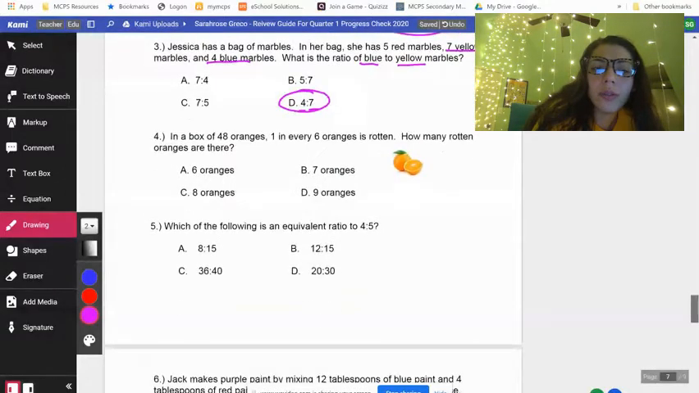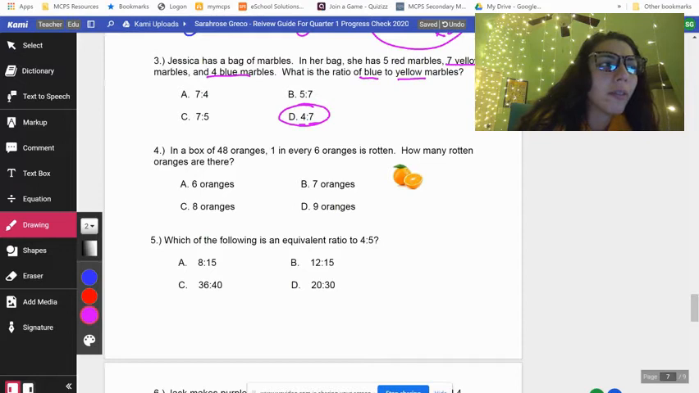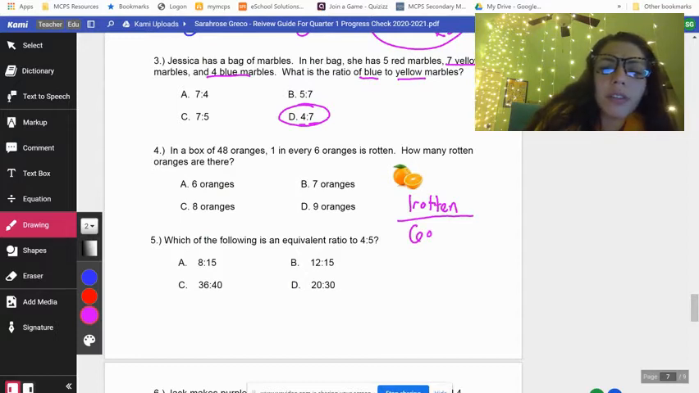Let's go to the next one. In a box of 48 oranges, 1 in every 6 oranges is rotten. How many rotten oranges are there? So 1 in every 6 is rotten. So 1 rotten over 6 oranges. They want to know, well, how many rotten will there be if there's 48 oranges?